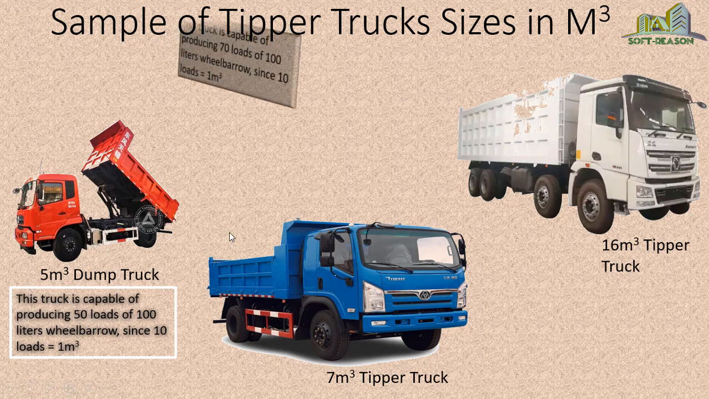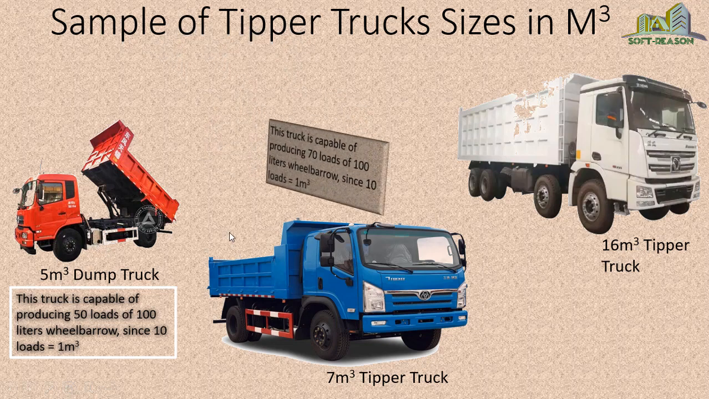We proceed to the next one. This truck is capable of producing 70 loads of 100 liters wheelbarrow, since 10 loads equals 1 meter cube. So this simple arithmetic is what you can carry out depending on the capacity of the wheelbarrow you are considering. If you are considering 50 liters wheelbarrow, that is 16.25 loads. You use it to multiply 70 to be able to know the loads that this particular truck can carry.